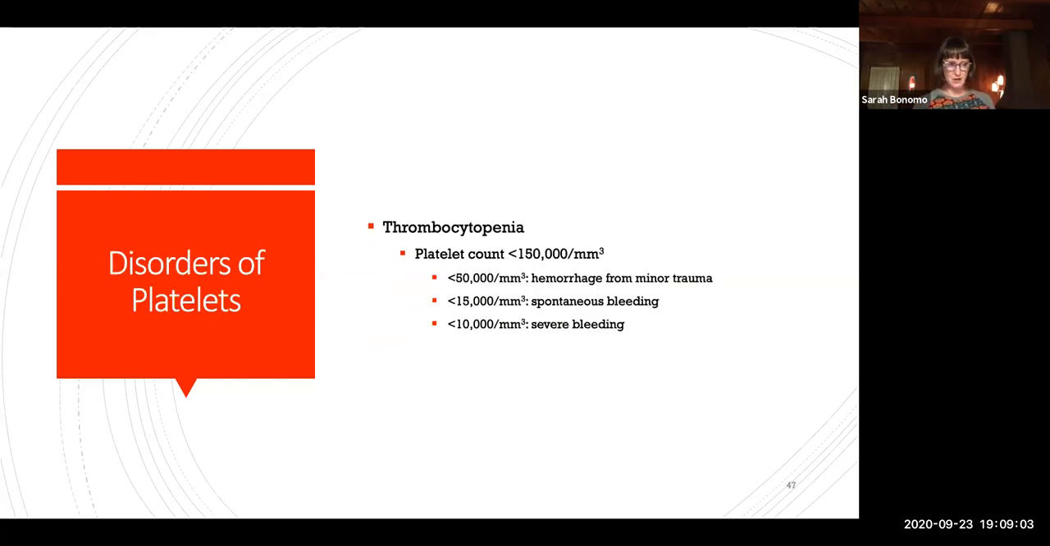Okay, then let's talk about some disorders of platelets. So thrombocytopenia. When we're thinking about thrombus or thrombo, you can see that beginning of the word there. That's really related to our platelets. So anytime you see that, we're talking about platelets, and we're talking about a low number of platelets. So usually less than 150,000. 150 is usually how it's listed.